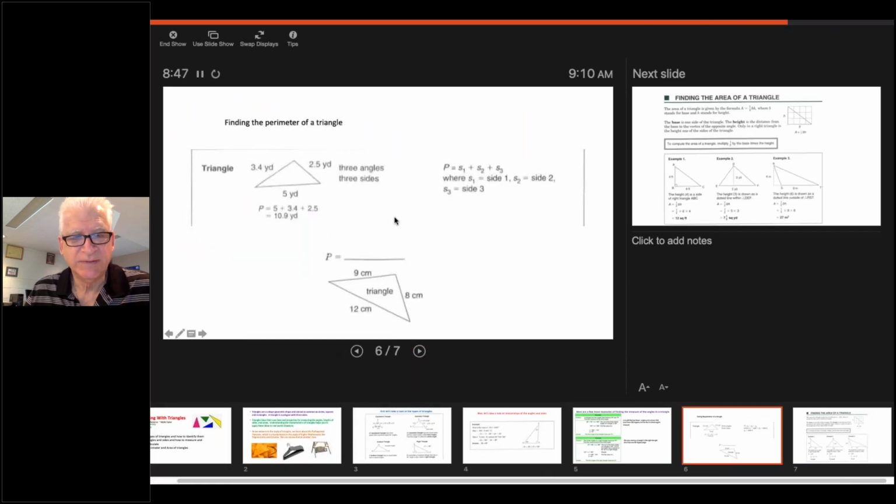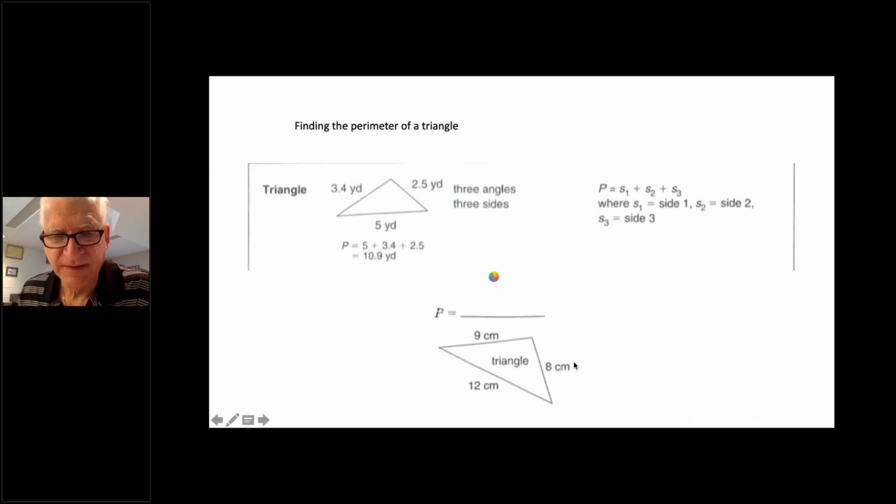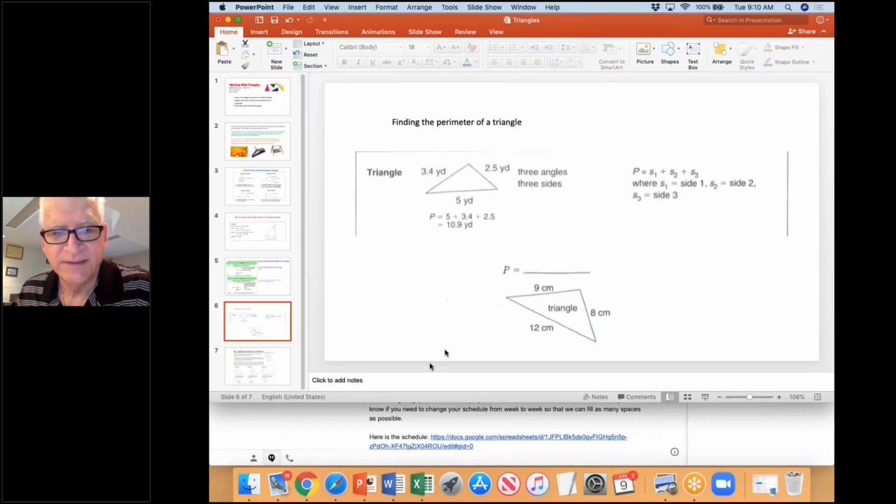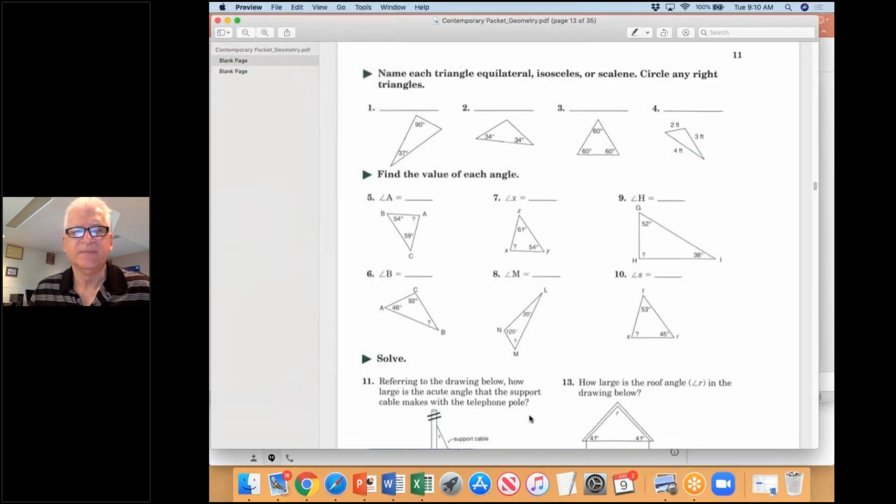Before we get into finding the perimeter of the triangle, I want to skip out of there for now and go into the lesson pack and do a few of these problems.